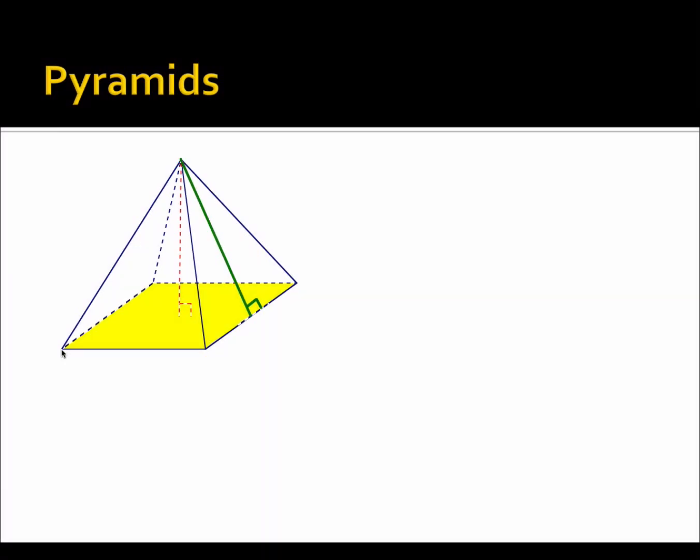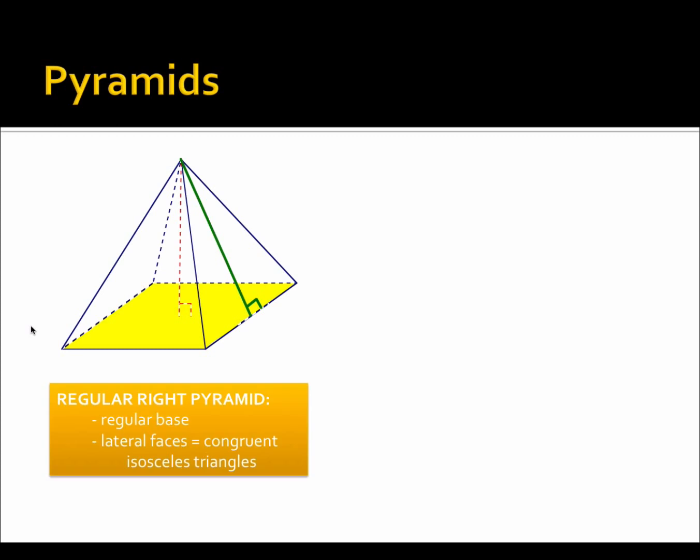This distance from the vertex down to the base is called the height. Sometimes also called the altitude. And we use capital H for that. So nothing different than a prism. However, we do have to introduce this other distance, which is represented in green, and that green is called the slant height. And we use an L. It's actually a cursive L to represent that.